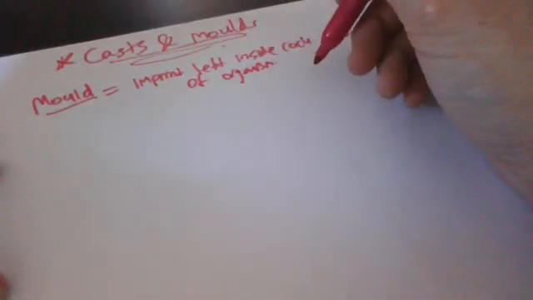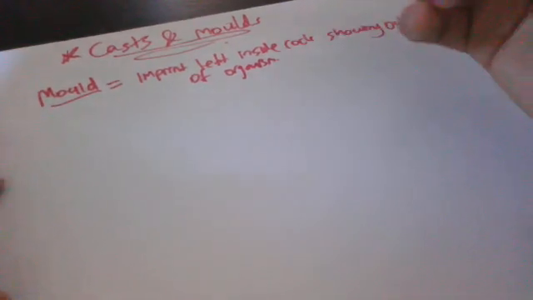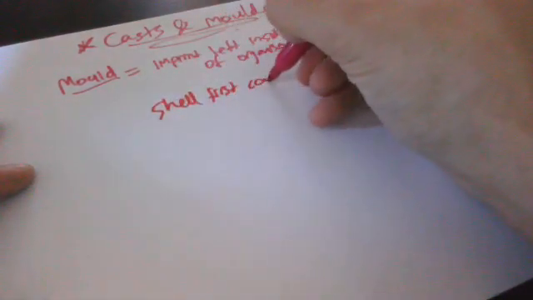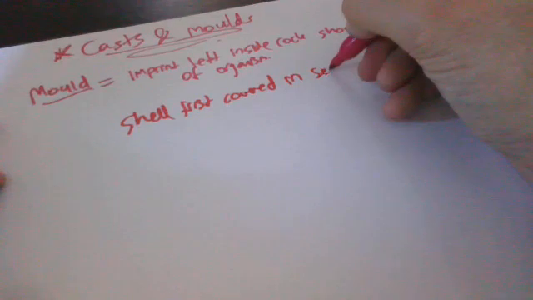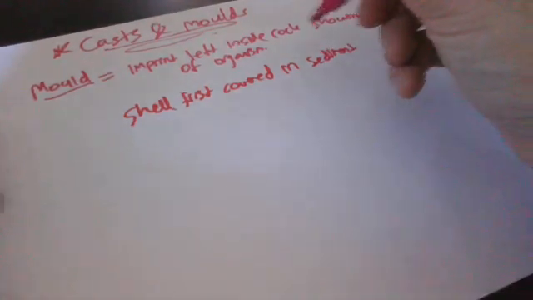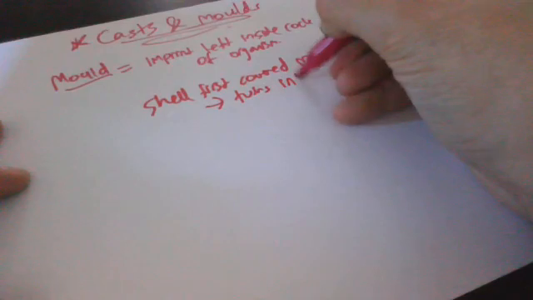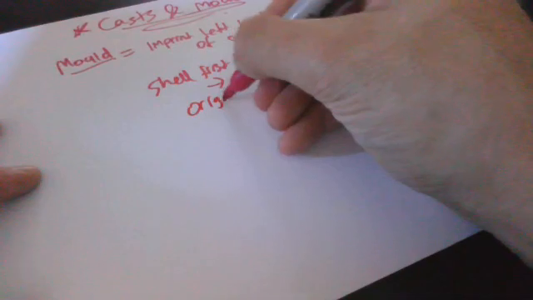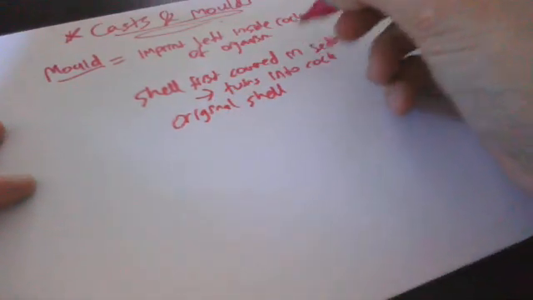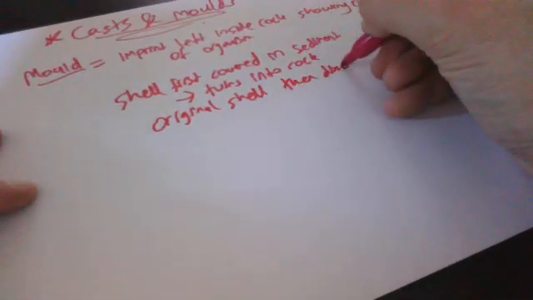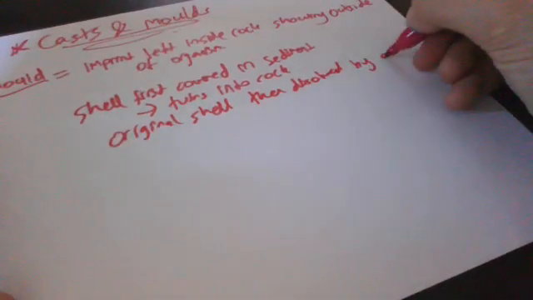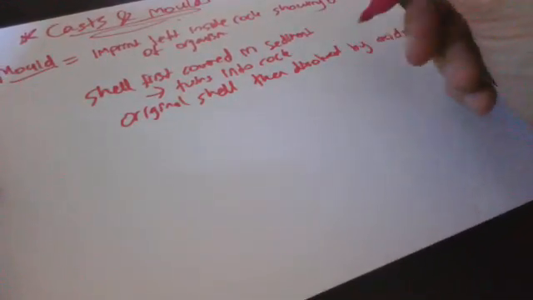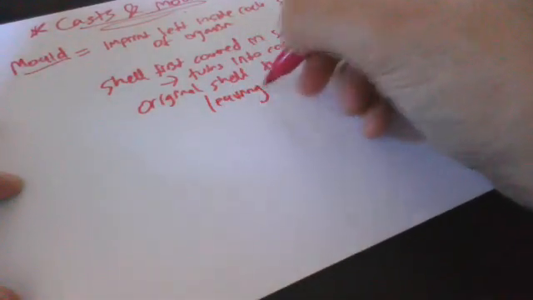Now, as I mentioned, here's how it actually happens. So let's consider a shell, for example, a shellfish or something. The shell is first covered in sediment, some rock and other material. That turns it into rock. And then the original shell of, say, the crab, is dissolved by acids or other chemicals, leaving behind an imprint.